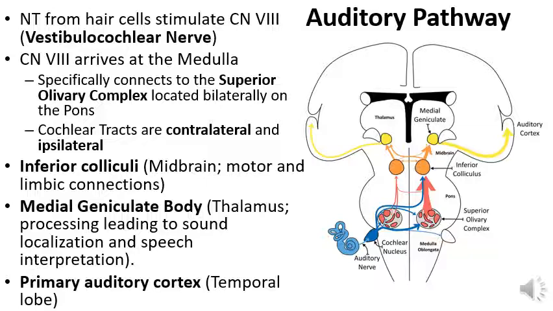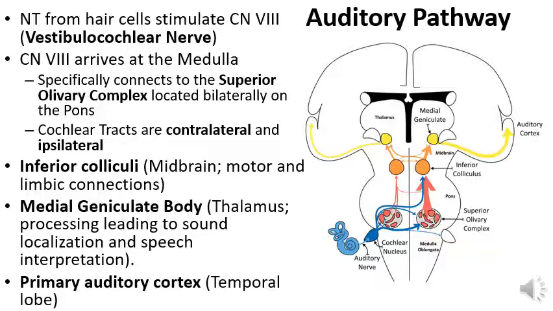Regardless, once they come in, they connect to neurons that are going to be found in the inferior colliculi. Once again, another set of nuclei found, in this case, in the midbrain. And here's where we get connections with our motor neurons, portion of the somatic nervous system, and limbic connections that go to the place where we deal with emotions and memories.